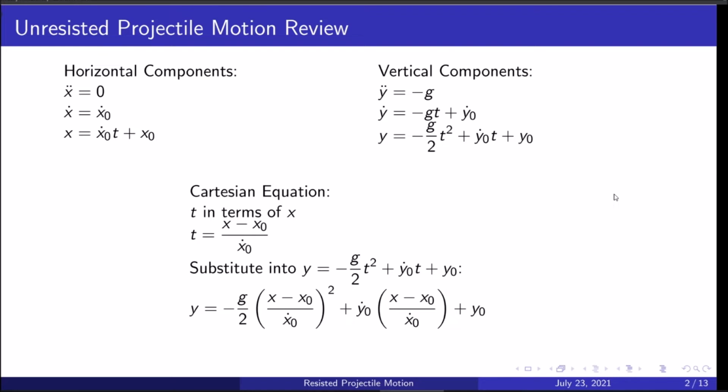So, horizontal components. Obviously, there's no horizontal acceleration. The object is not powered in any way, so it will just go. It will not undergo any acceleration on the horizontal axis. For the horizontal velocity, it is going to be constant. It's just going to be the initial horizontal velocity throughout the entire trajectory.